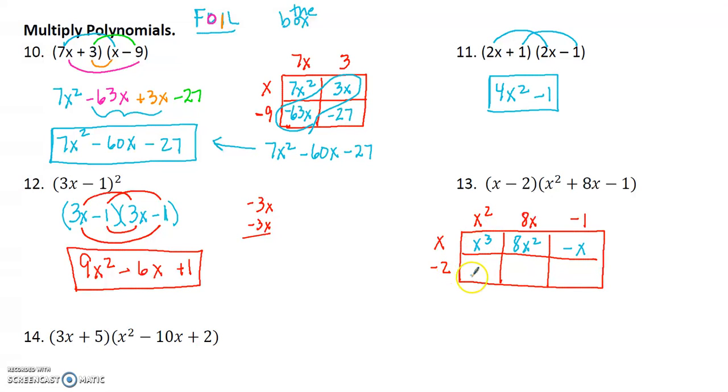Negative 2 times x squared is a negative 2x squared. A negative 2 times 8x would be a negative 16x. And a negative 2 times a negative 1 will be a positive 2. Again, going diagonally, that should be like terms, and what's wrong with it? Oh, look, I made a mistake here, didn't I? Let me fix that.